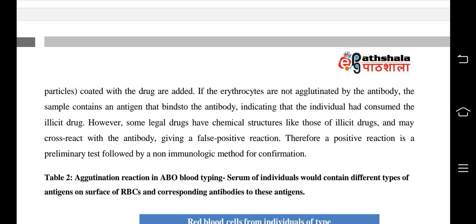However, some legal drugs have chemical structures like those of illicit drugs and may cross-react with the antibody, giving a false positive reaction. Therefore, a positive reaction is a preliminary test followed by a non-immunologic method for confirmation.